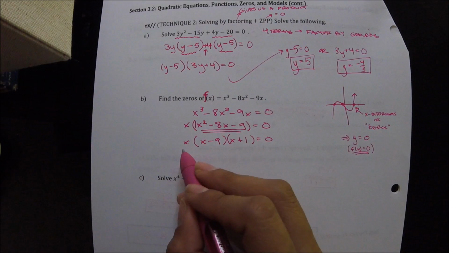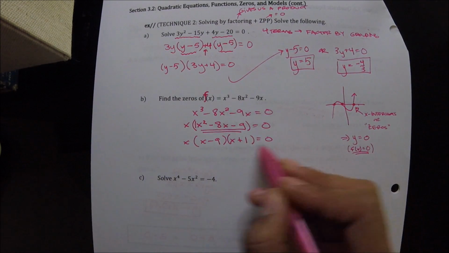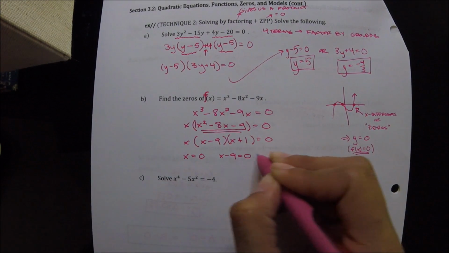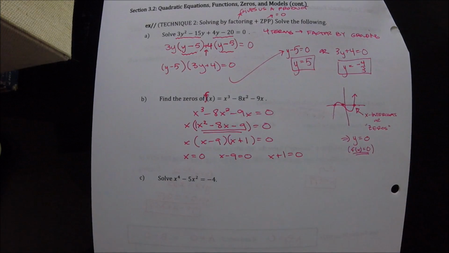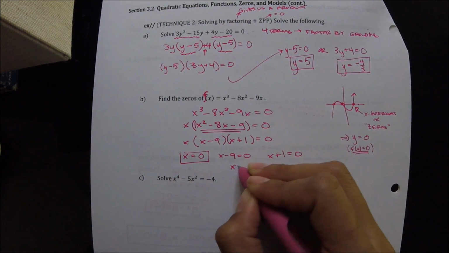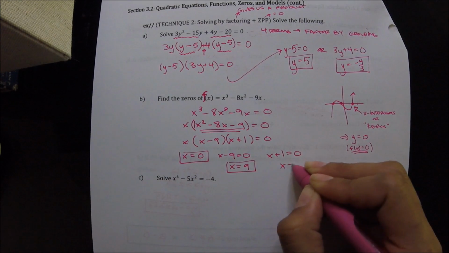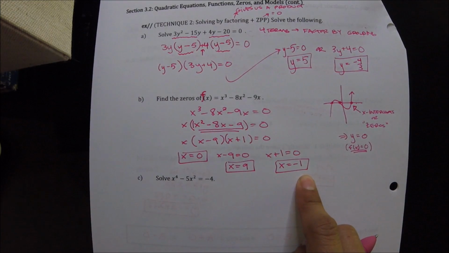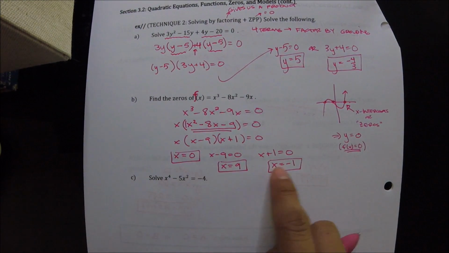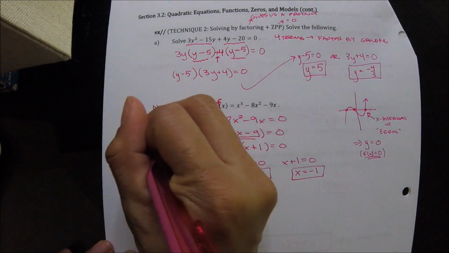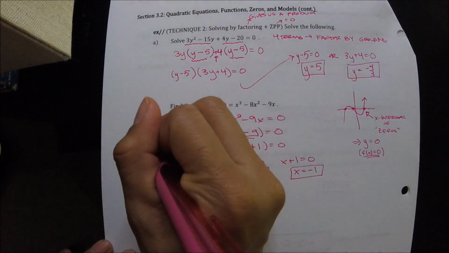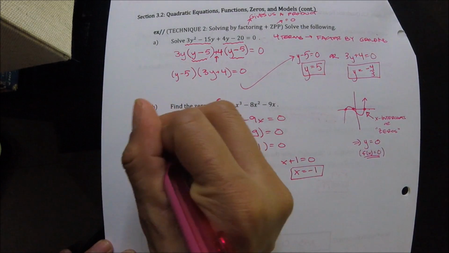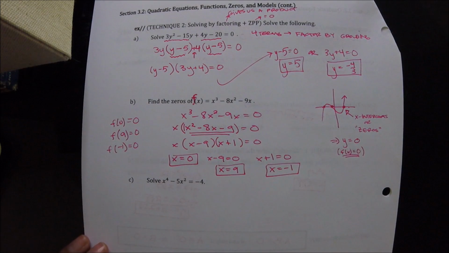And now we have a product, something times something times something equals 0. This is fully factored, so we can now set each of those factors equal to 0, and that gives us one answer, two answers, three answers, three solutions. So these would all be the zeros of the function. So this means if you plug each of these in, if you find f of 0, f of 9, and f of negative 1, it's going to make the function equal 0.